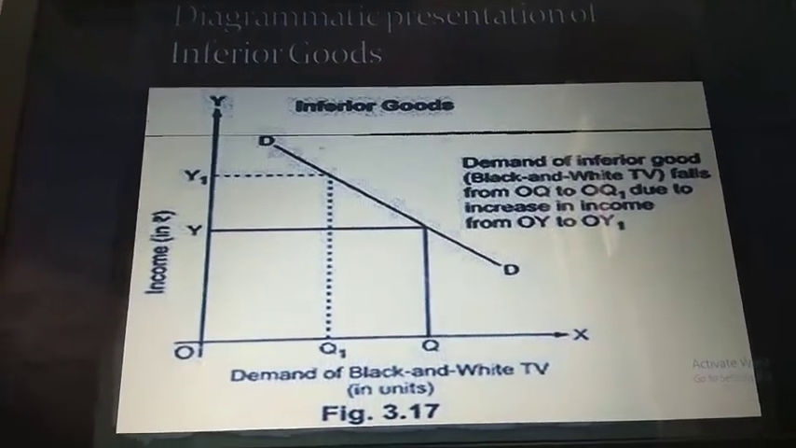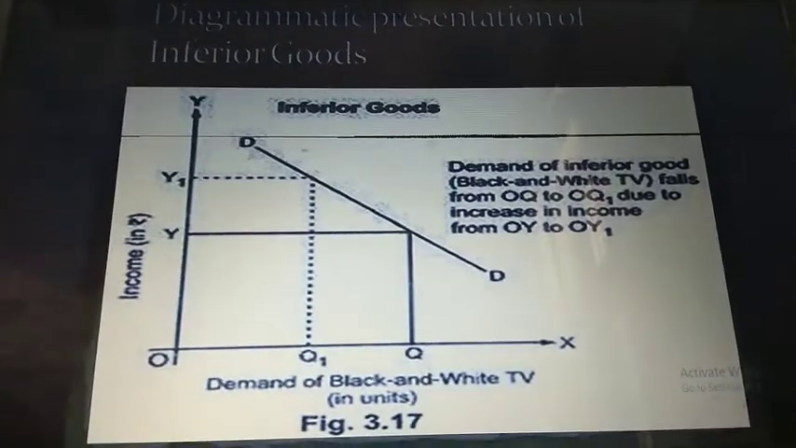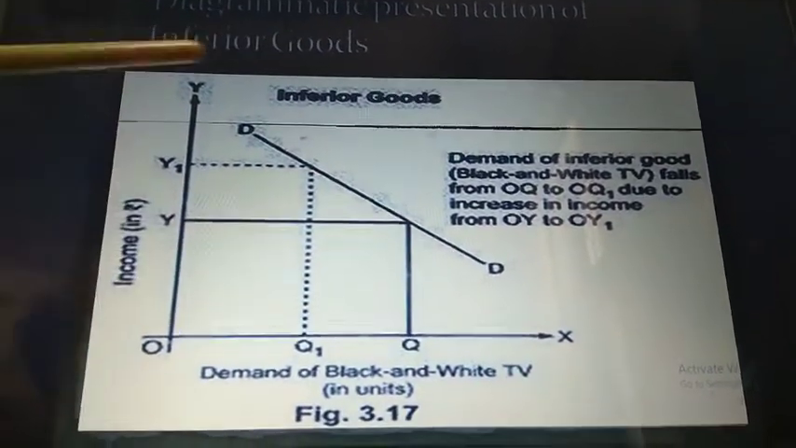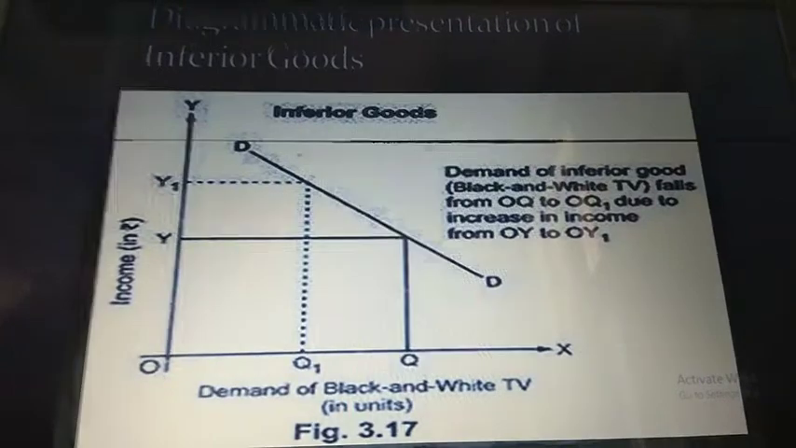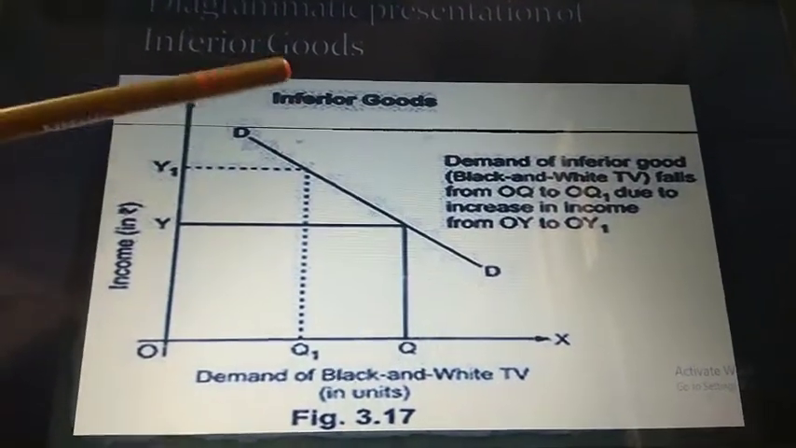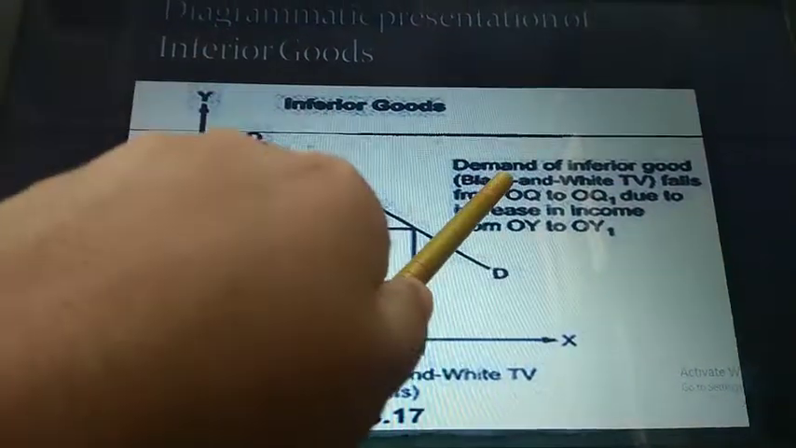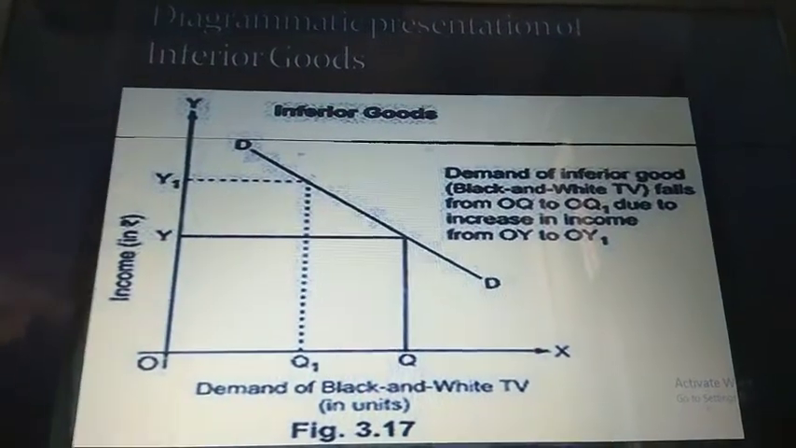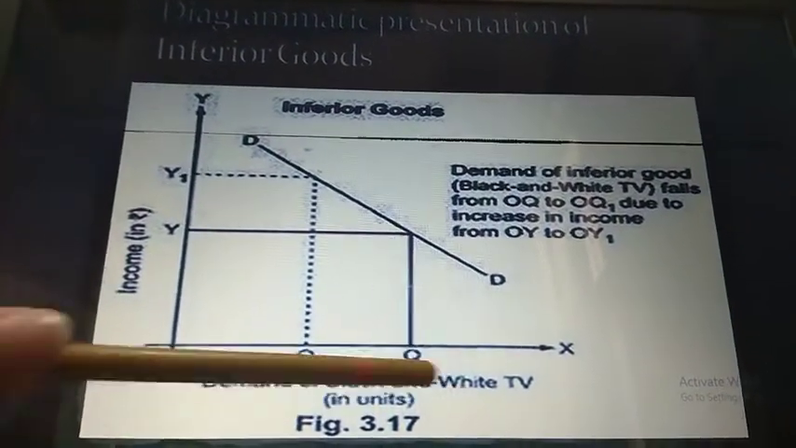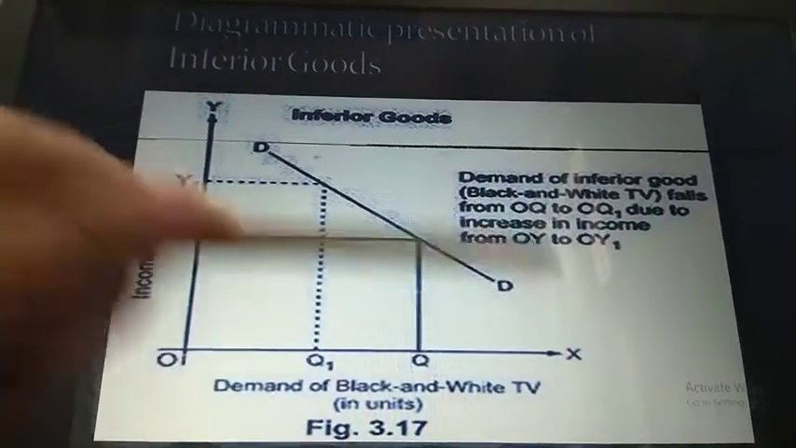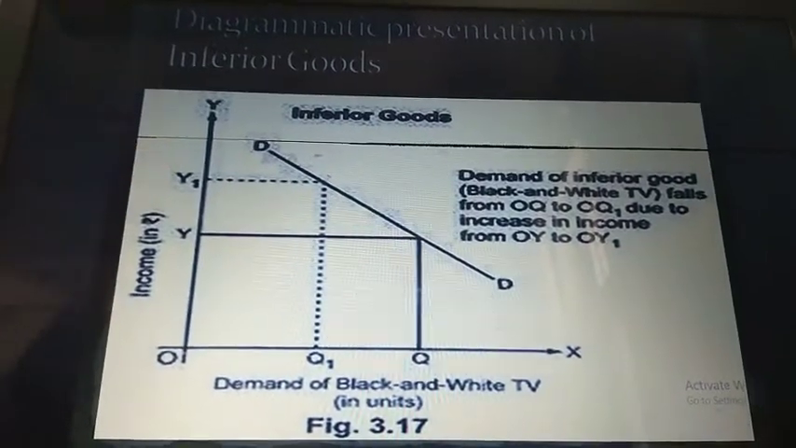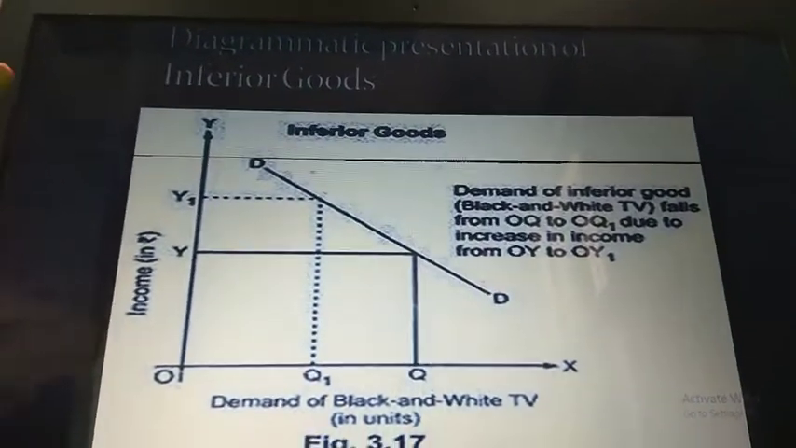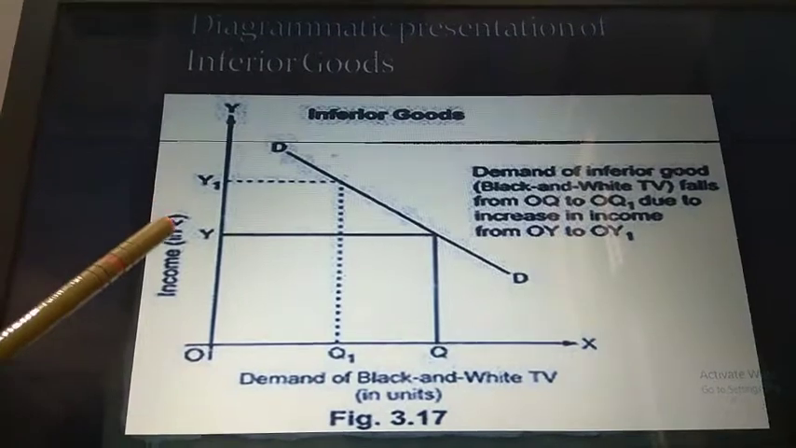But in case of inferior goods, it establishes an inverse relationship, and that is why it is represented by a downward sloping curve. So we have taken the example of black and white TV as an inferior good. We have taken demand of black and white television in units on the x-axis and income of the consumer on the y-axis. Now let's take an example.